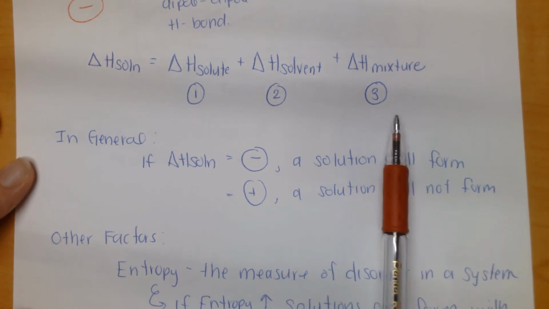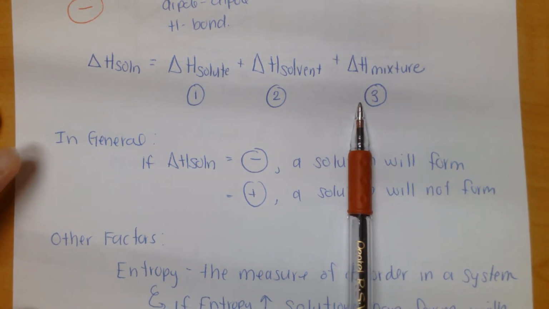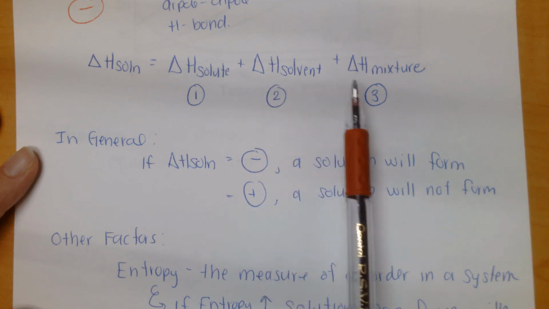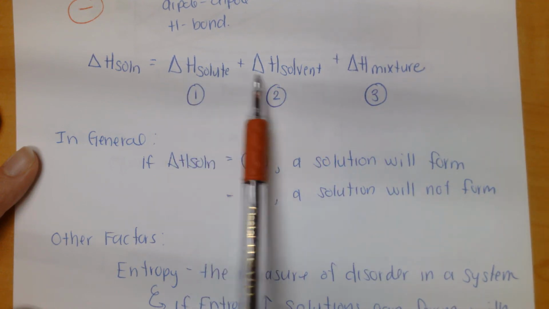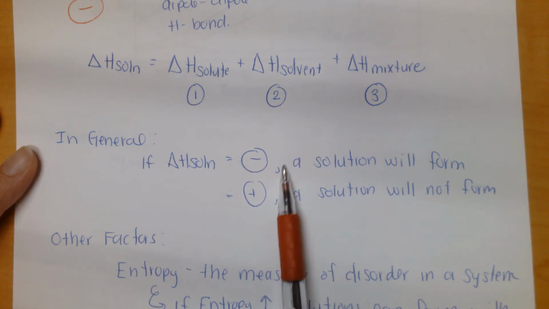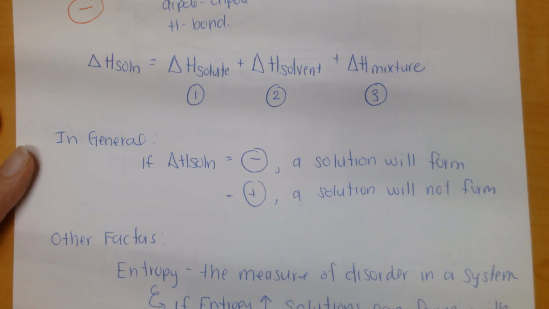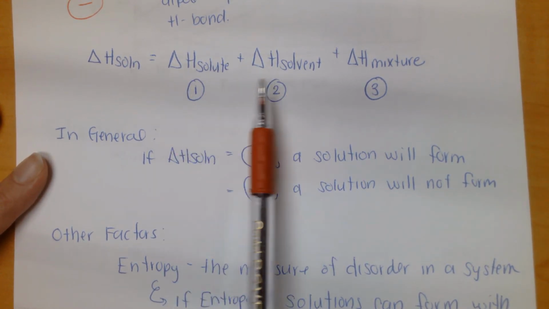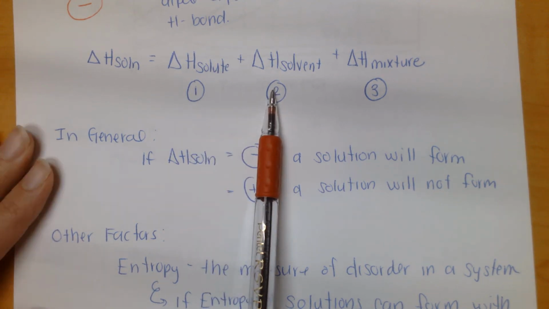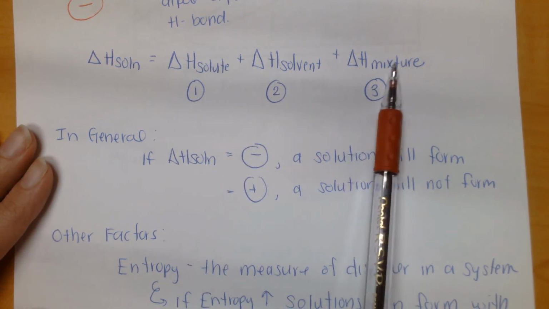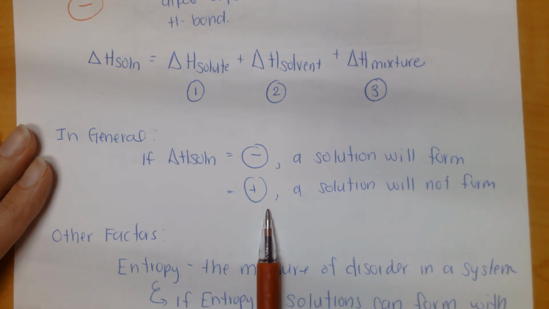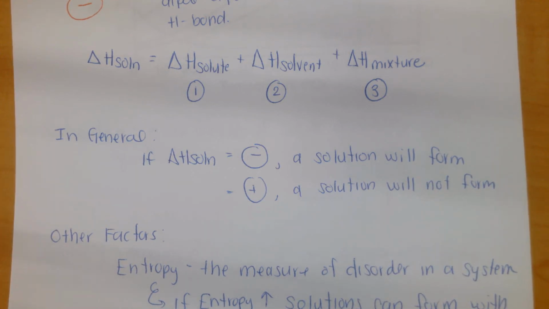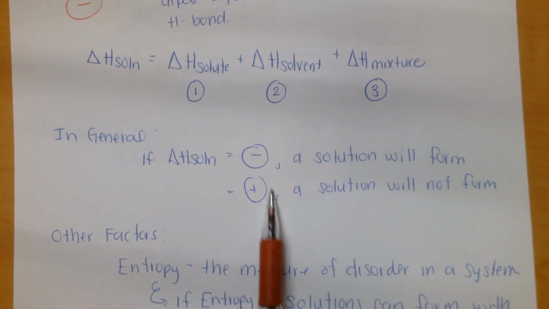to get our solution. So what that means is this term here, which is our only negative one, would have to be larger than these two here. Okay, so that negative energy here has to be larger than those positive energies there. Then we'll have a negative delta H, and generally speaking, a solution will form. If this is positive, meaning these things are being held together by very, very strong forces, so these are large and positive, and this isn't enough to overcome, we have a positive delta H of solution, and generally speaking, a solution will not form.